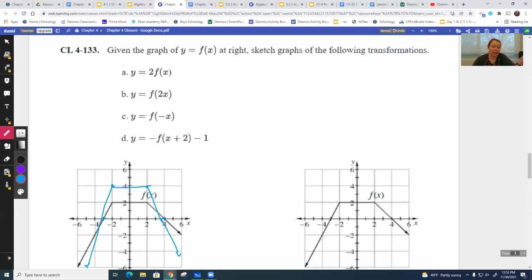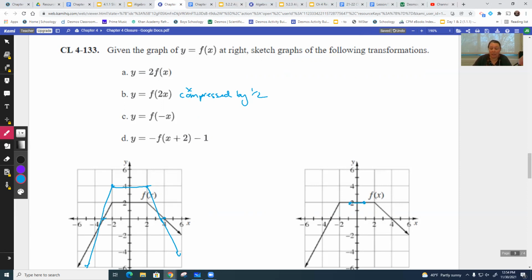All right, now this one, the 2 is inside. So we should expect a horizontal compression, right? If it's on the outside, it's vertical. Here the x is getting smaller, compressed by half. So for each x value, I want it to be half. If this x value is at -2, now I want my x value to be at 1. So it's going to be here. And this x value, instead of being at 2, is going to be at 1. So you can see it's been squished in, right?